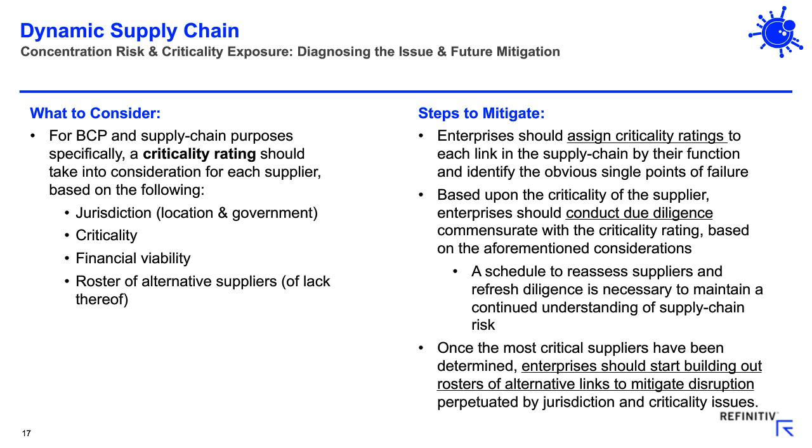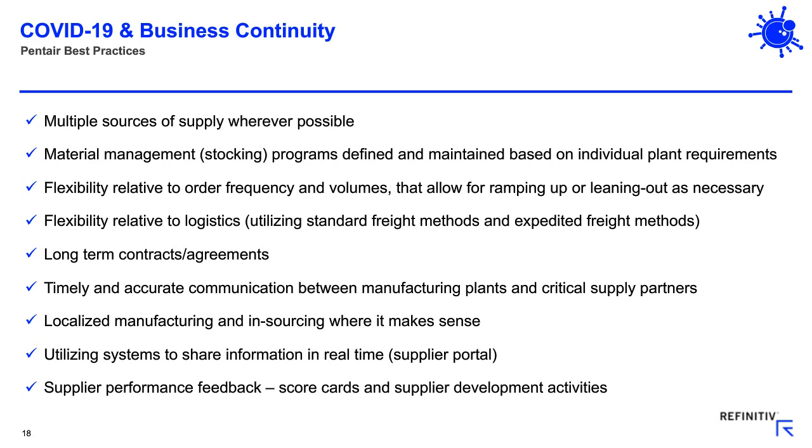Sure. Well, for us, multiple sources of supply whenever necessary, right? I mean, that's key. We want to make sure that if you need motors for your company, you're not tied to one supplier, one country. That it's just too tough, right? Then there's material management and stocking programs, which need to be defined and maintained based on individual site requirements. In Pentair, we have multiple pump manufacturers, we have multiple water filter manufacturers, and we have multiple gas and oil companies, right? So all of them have different needs. All of them have common supplies, right?